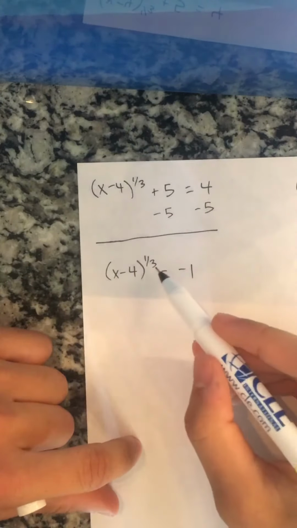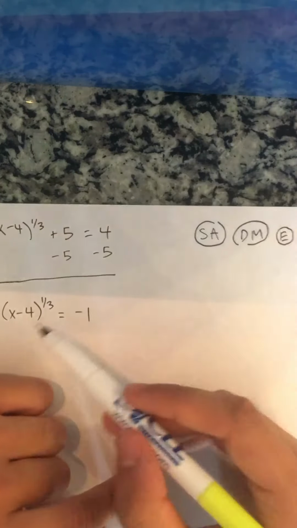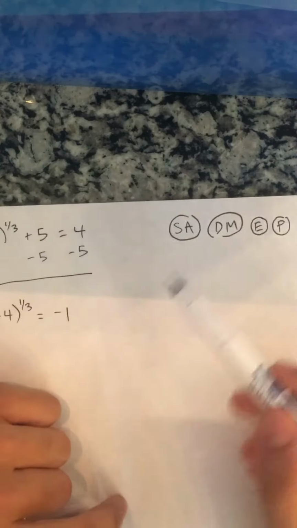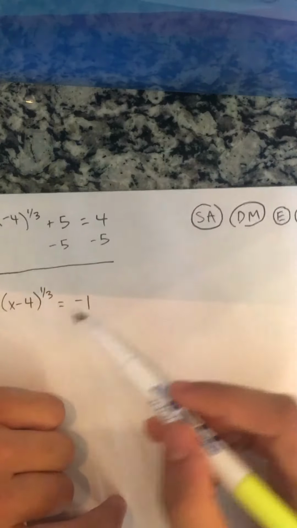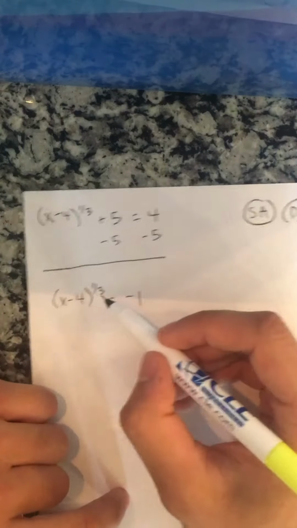And I see that we have this 1/3 exponent. So we can't subtract anything from either side or add anything on either side because of the parentheses, and we can't divide or multiply anything on either side. So now we look at exponents, and I see that we have a 1/3 right here.